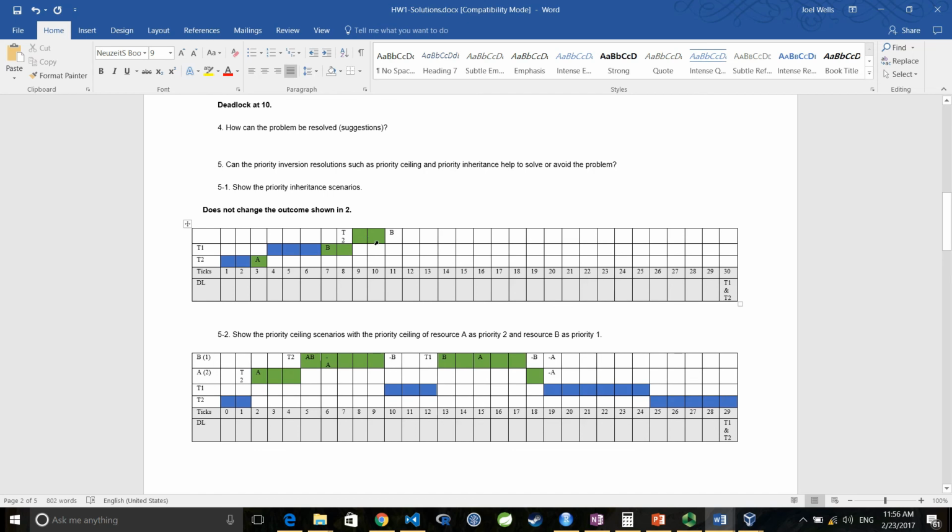And yet, what happens? It doesn't help out. We execute 2 more times, and we still are in the same situation. We ask for B. It doesn't matter that I've got a higher priority. I can't wrest control of that resource from the other task. I can't wrest control of B from T1 any more than T1 could wrest control of A from T2. We're deadlocked. We're still deadlocked.